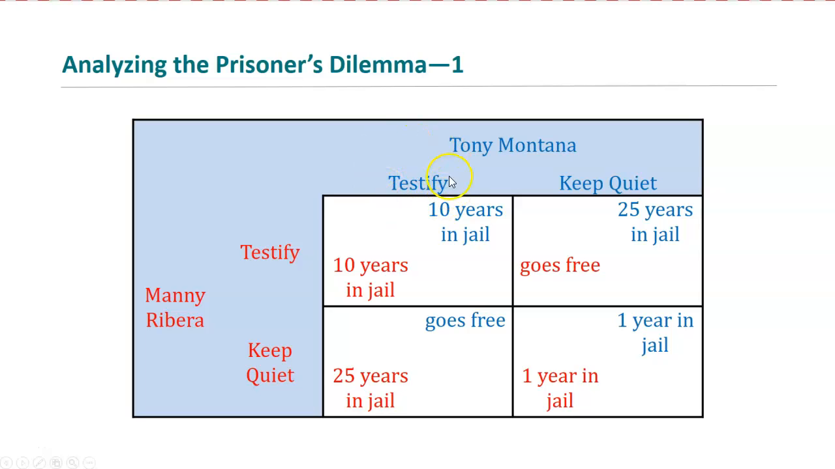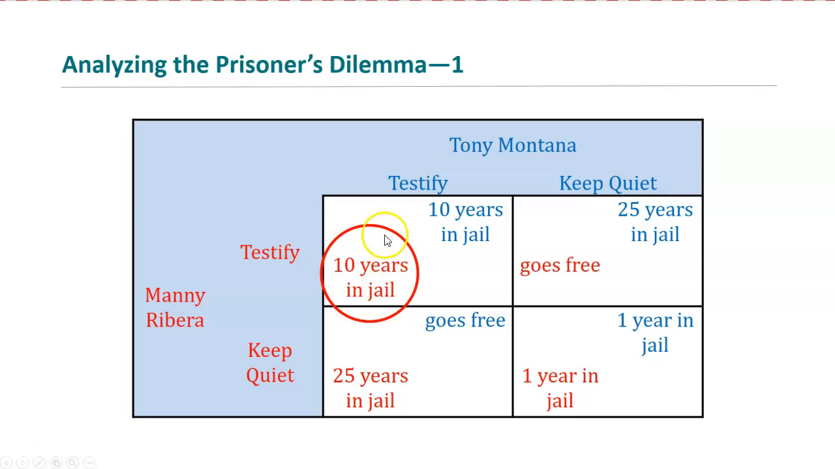If Tony chooses to testify, then we know we're in this column, right? And in this column, if I'm Manny, what I'm looking at is either 10 years in jail or 25 years in jail. Which one's better for me? Obviously, 10 years in jail is better. And so if Tony chooses to testify, my best response is also to testify.